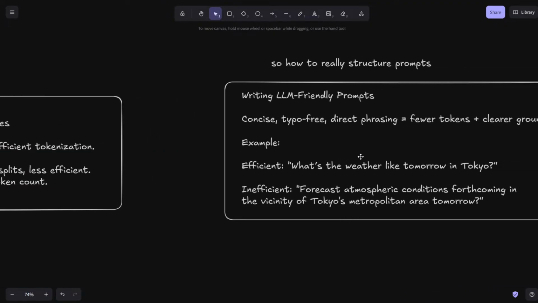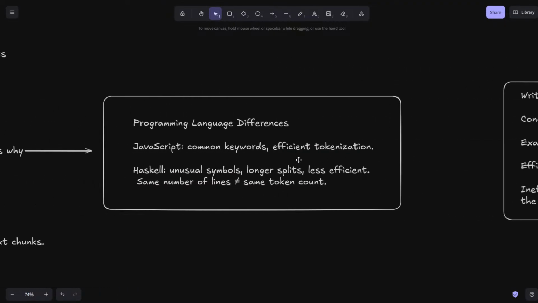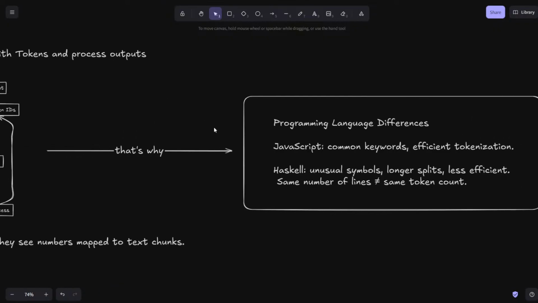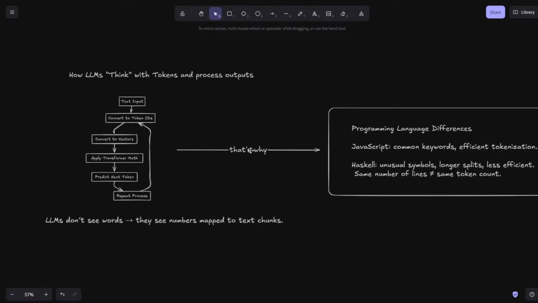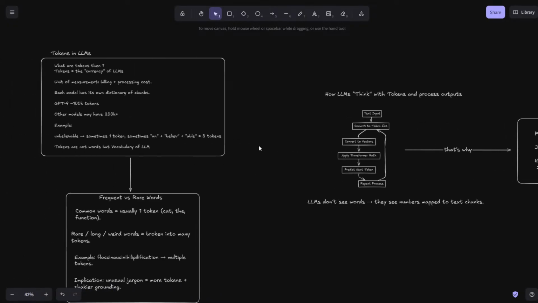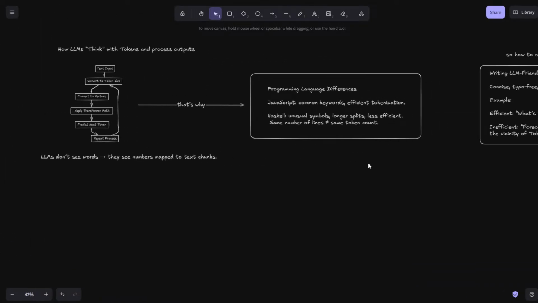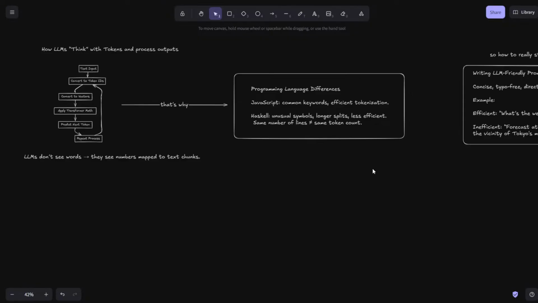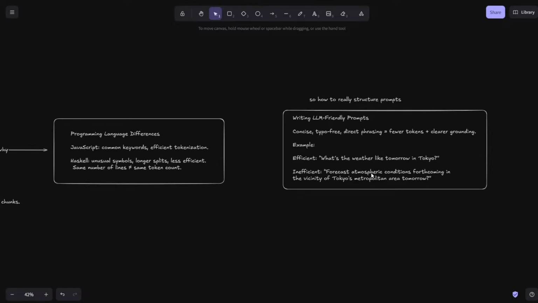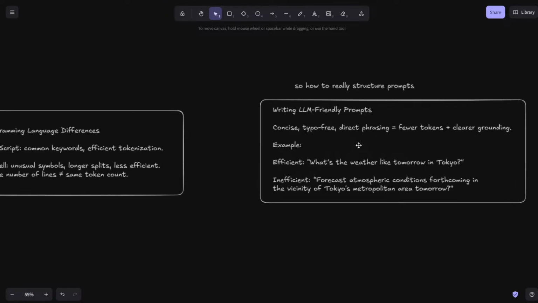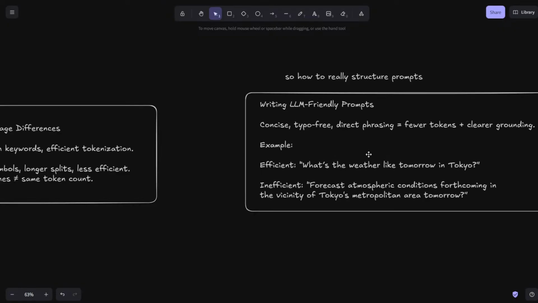So how do you really structure prompts? Now, we have understood that our input is what really decides the quality of the output. Because if you try to type gibberish, it is going to take a lot of tokens, a lot of compute. And if it doesn't really make sense, it will give a very vague answer. So you have to structure the prompts in a more LLM-friendly way.